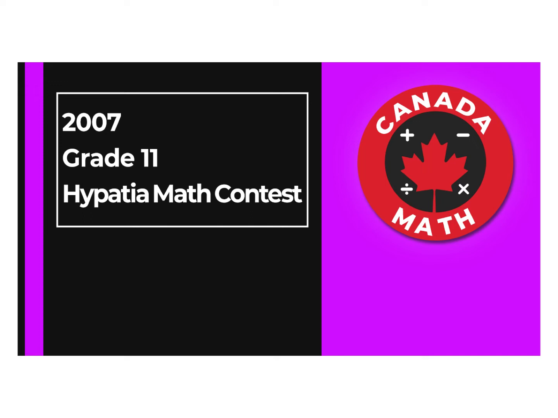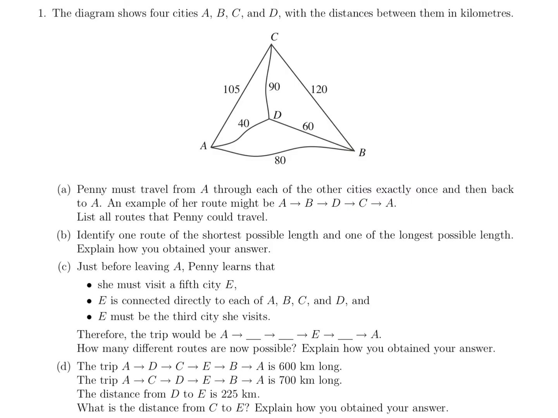2007 grade 11 Hypatia math contest. The diagram shows 4 cities, A, B, C, D, with distances between them in kilometers. Penny must travel from A through each of the other cities exactly once and then back to A. An example of a route is A, B, D, C, A. List all routes that Penny could travel.